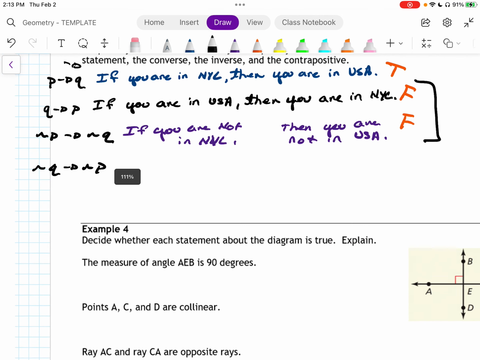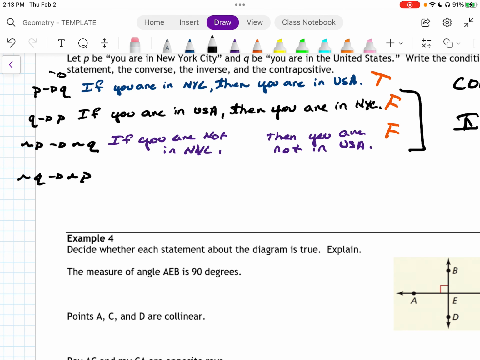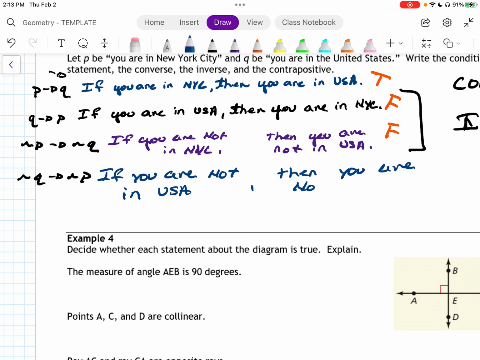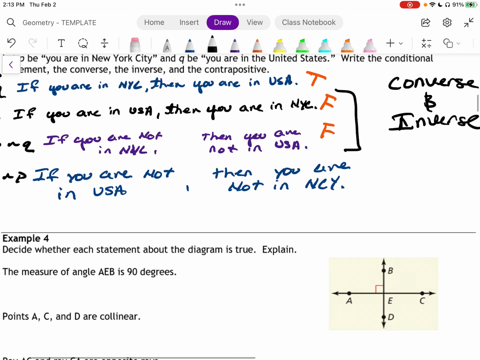All right, last one. Not Q implies not P. So we go back to our original one, and we're going to swap their spots, and we're also going to add the word nots. So if you are not in USA, then you are not in NYC. That's a true statement, right? If you're not in the United States, then you can't be in New York, right? Because we said that if you're in New York, then you're in the United States. So this is a true statement here.